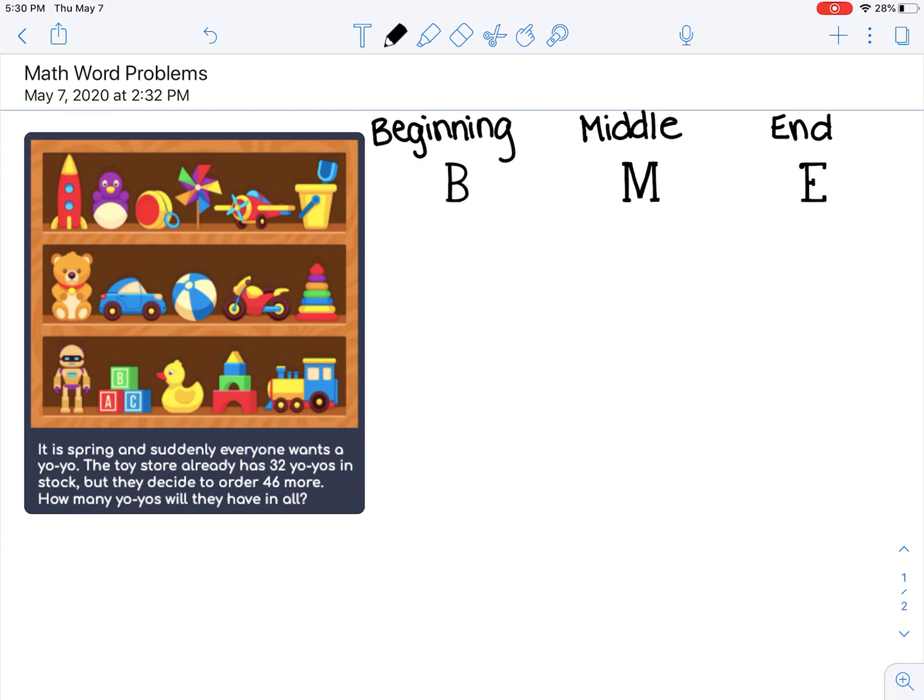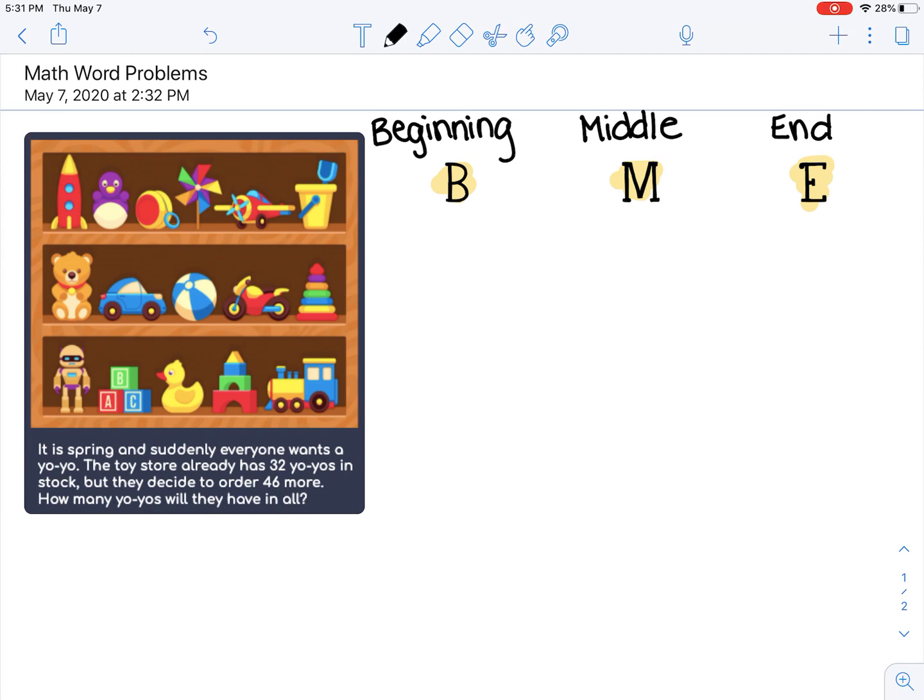So on the previous slides, we talked about how we already know that the store has 32 yo-yos and they want to order more, and we know how many more. They want 46 more. So I always tell my students that we need to think of story problems like a story where there's a beginning, a middle, and an end. And this is so important because when we can picture the story in our minds, we can figure out what number should go at the beginning, what number should go in the middle, and what number should go at the end.